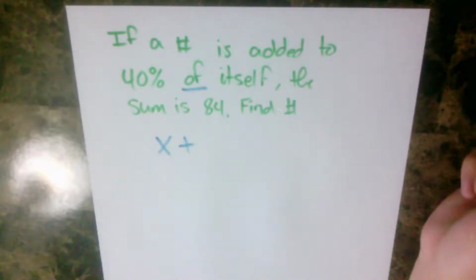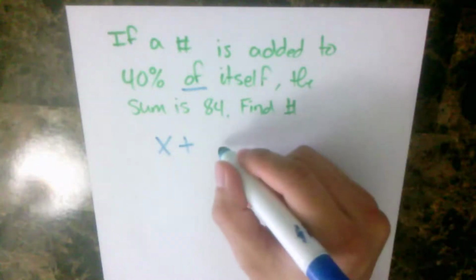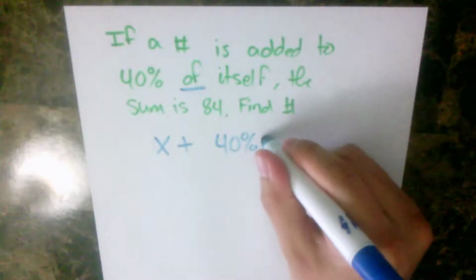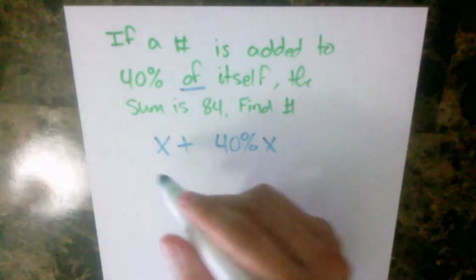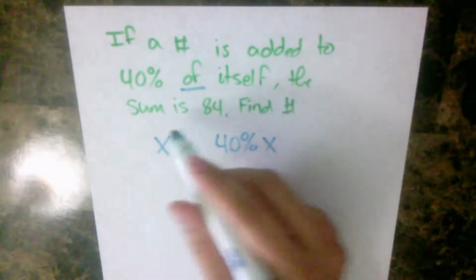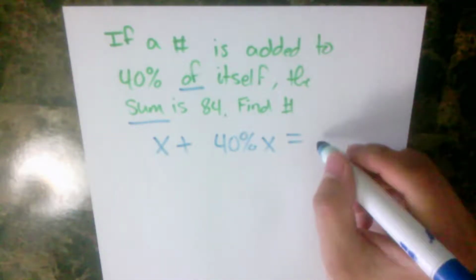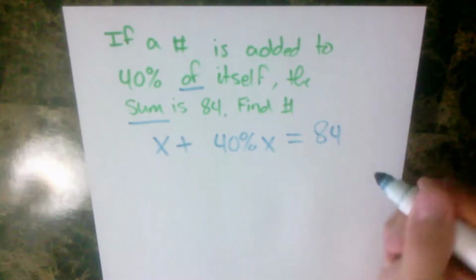so of, if you look up in your page 9 again, of is going to be that multiply, so 40%. And you can write it like this, of itself. So if they're added together, the sum, so the sum means addition, equals 84. So this is your problem here.